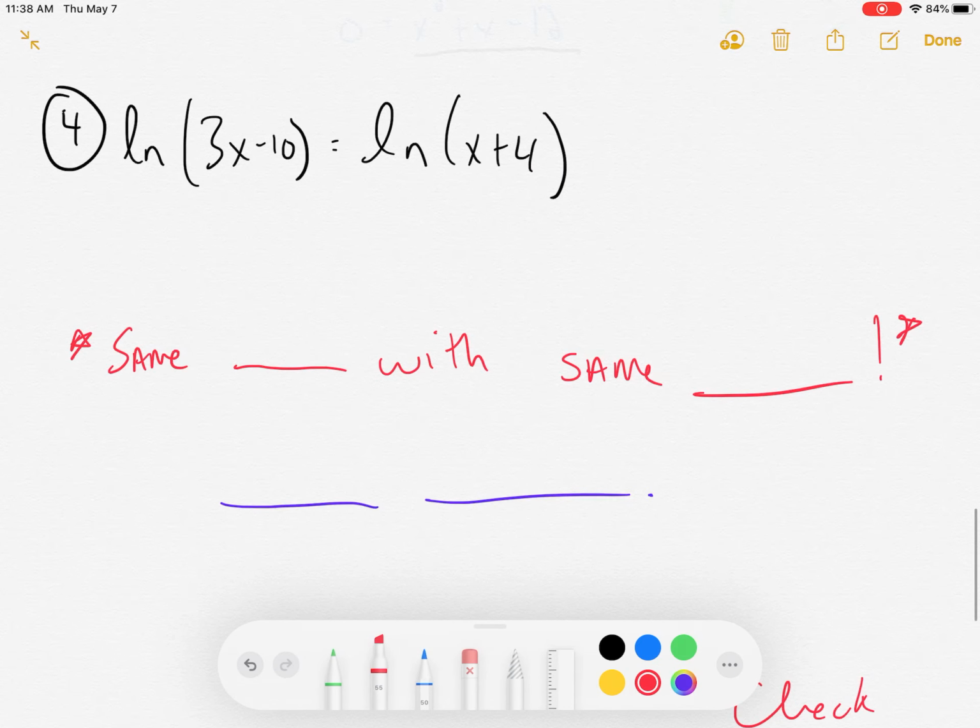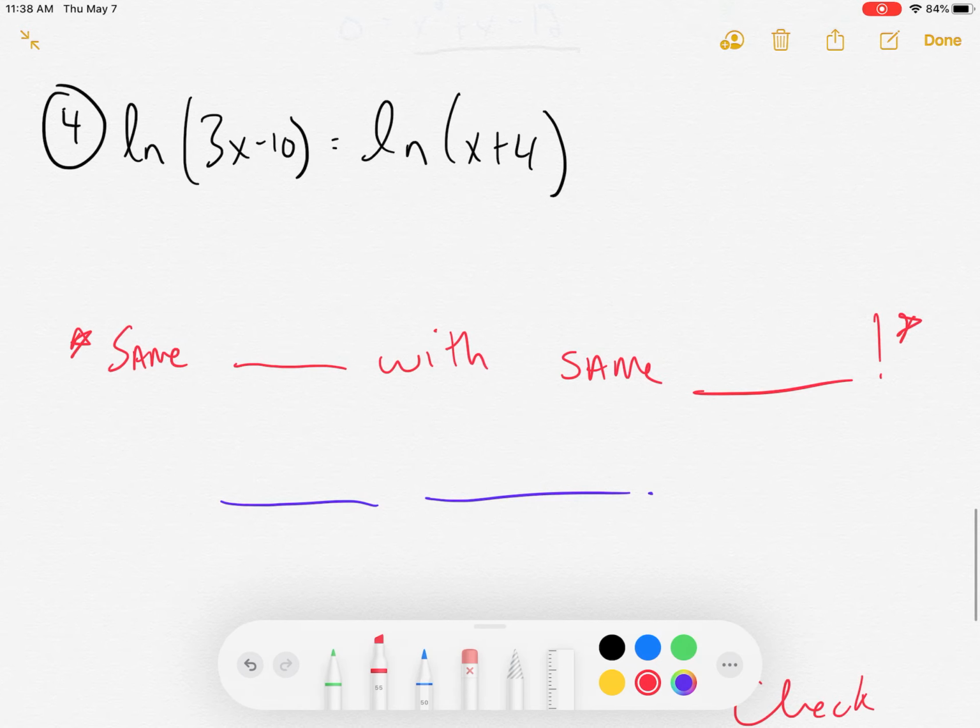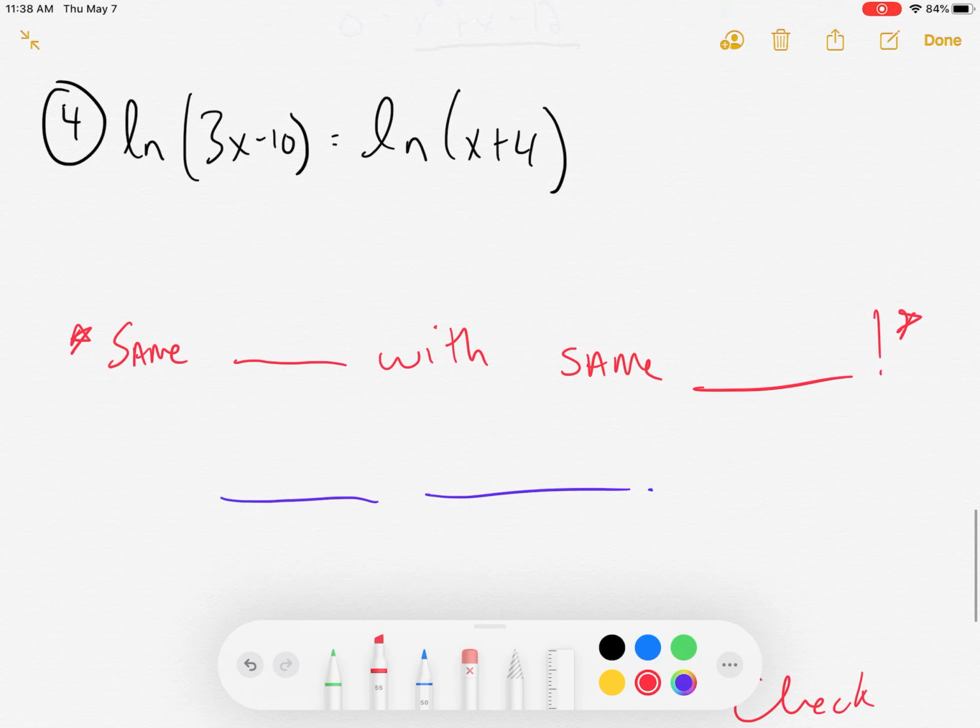Okay, number 4 is the natural log of 3x minus 10 equals the natural log of x plus 4. Now, you notice I have all this weird writing down here. Ignore that for now.